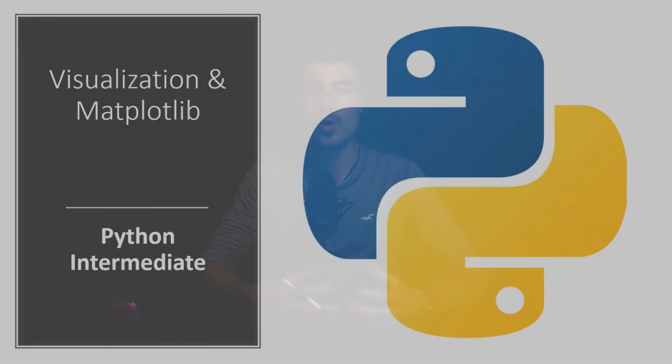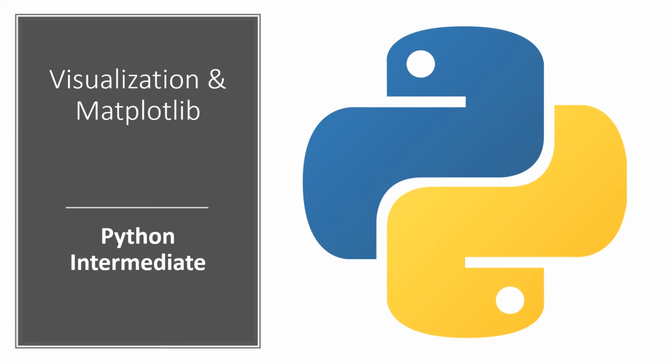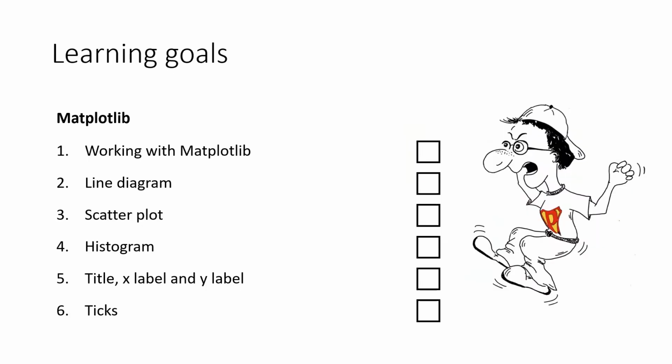Today we have an interesting view into visualization tools of Python, and especially the open library Matplotlib, which helps us to visualize our data. The learning goals for this class today are working with Matplotlib, and then we develop different graphs, for example, the line diagram, the scatter plot, the histogram. And then we also go shortly into how we can define the title, the X label or the Y label, and also how we can define the ticks on a chart or the scaling of a chart.